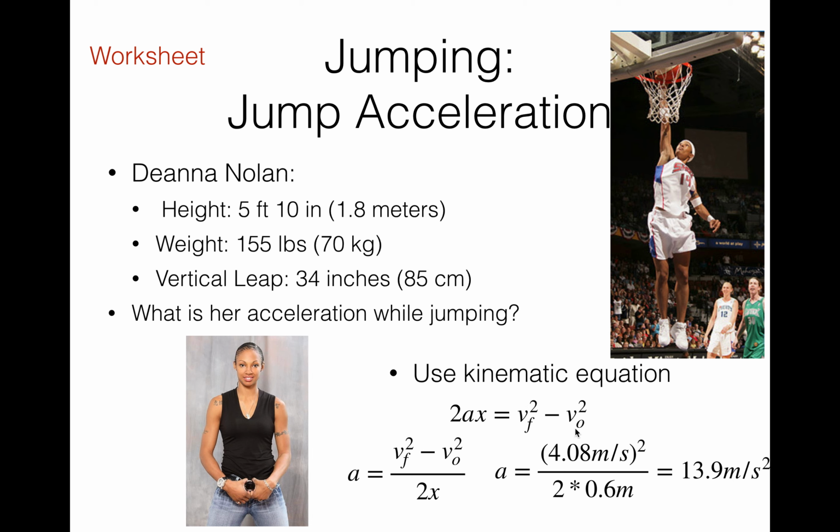Now her initial velocity is 0. She squats down, getting ready to spring up. Her final velocity is the velocity that she leaves the ground with in the previous problem, so that's a little over 4 meters per second. And her distance that she travels is 0.6 meters, squatting down and jumping back up. When we work that all through, we get an acceleration of about 13.9 meters per second squared.